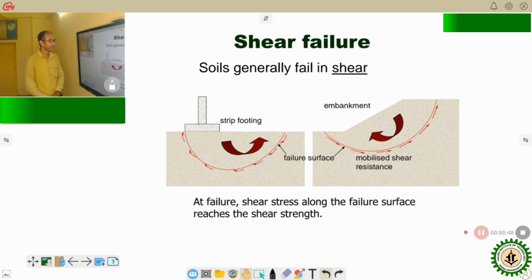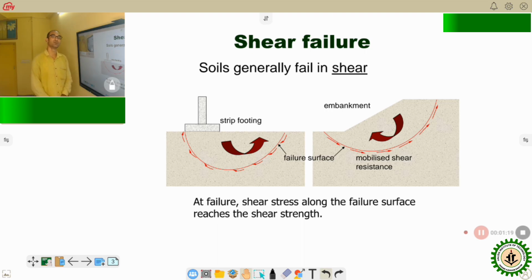You can see that this is a strip footing, and due to the load, the soil fails due to the shear strength. This is the embankment, where the soil fails due to the load, mobilized shear resistance. This is the failure surface, and this is the rotation. This portion will cut due to the shear failure. So at failure, shear stress along the failure surface reaches the shear strength.